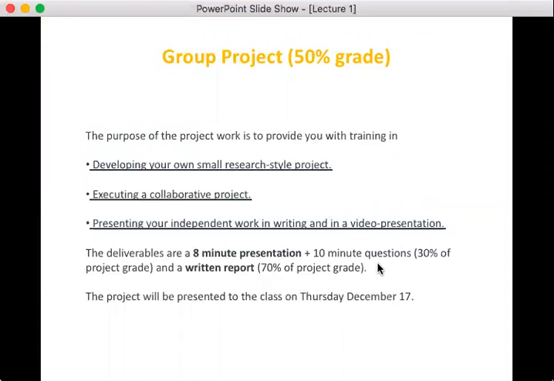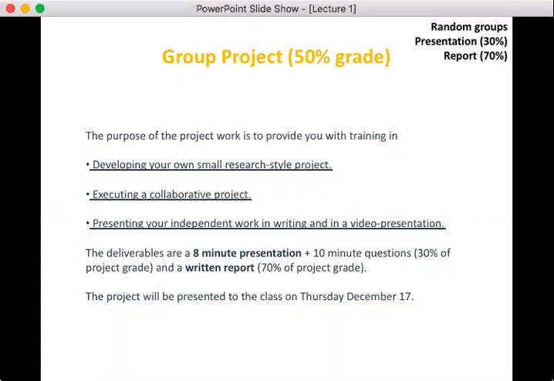So practically, what we expect out of each project, and what will be evaluated, is a presentation, which will be an 8-minute video that is pre-recorded and will be followed by 10 minutes of questions, which is 30% of the final grade, and a written report, which is the other 70%. The project will be presented to the class on December 17th. We will have a schedule so that the various groups will present.